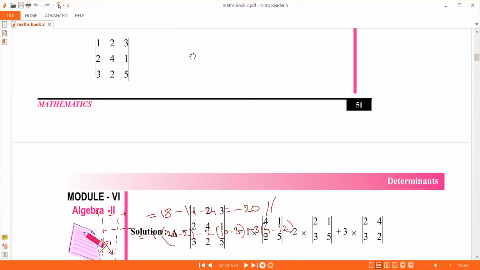Even NCERT, 100 questions will be there. The first question: x plus y is equal to 2, x is 3, find y. Second question: x minus y is equal to 2, y is 3, find x.